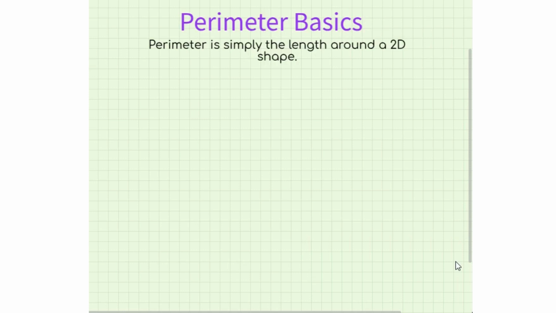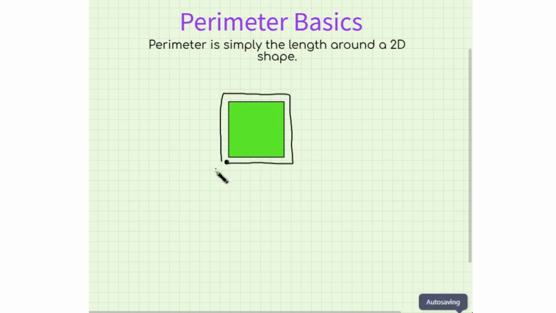All right, so let's first of all start with a definition, right? So what is perimeter? Perimeter is simply the length around a 2D shape. Okay, so let's talk about this a bit more. When you say the length around a 2D shape, what they mean is, let's say you start from one point of this square and you run all the way around this square, right? So when you come back to the point that you started, the length that you ran is called the perimeter, right?